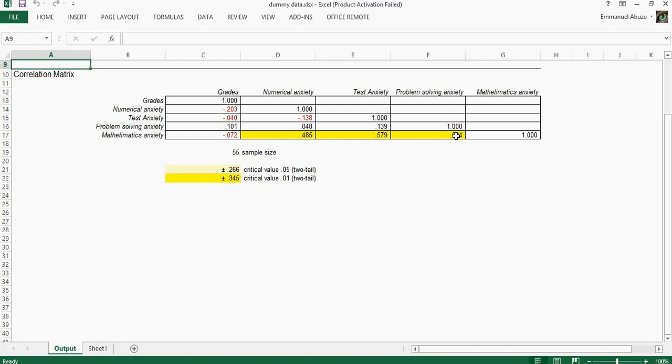Now, as you can see, I have here this output, the matrix. If we get the numerical anxiety and the grades, I have a coefficient of negative 0.203. Test anxiety versus grades, I have negative 0.040. Problem solving and grades, I have positive 1.